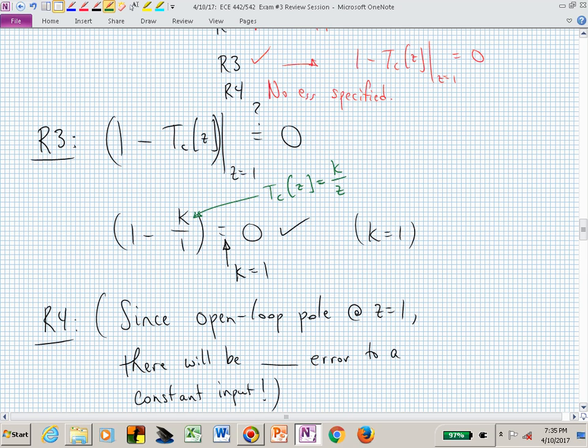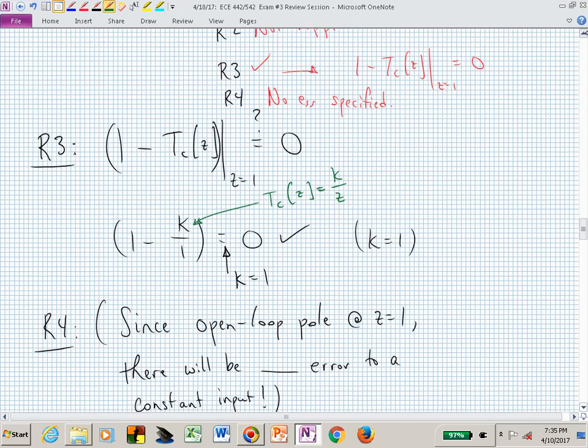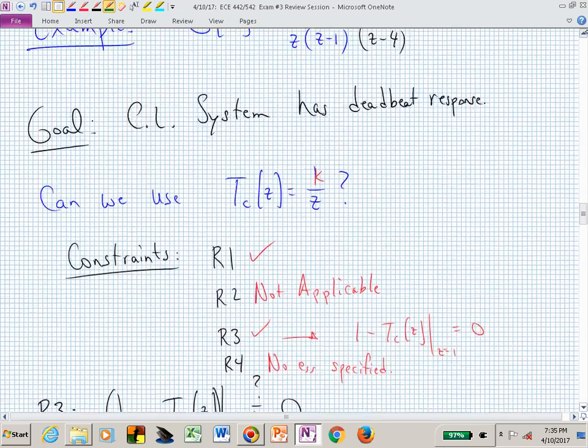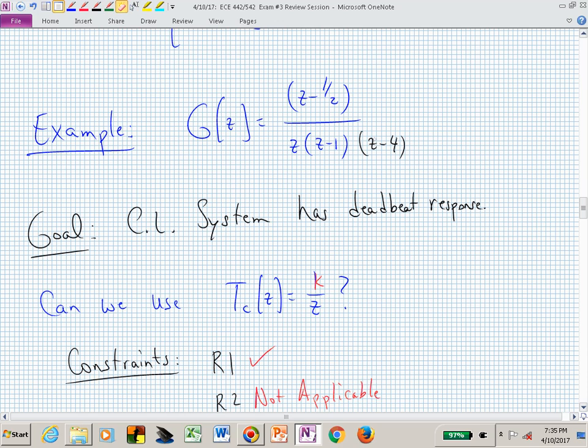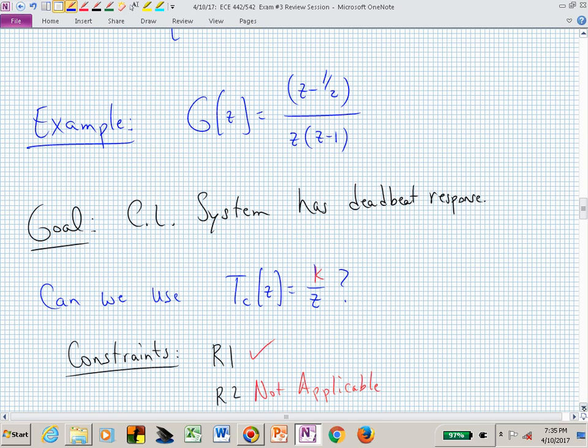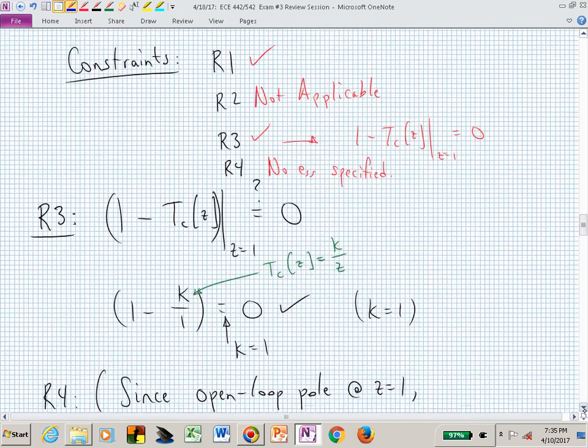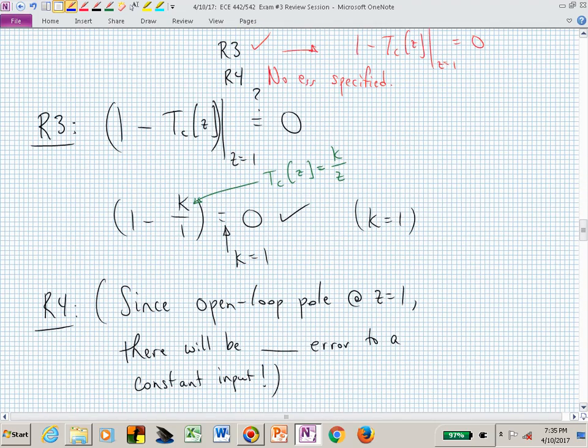But now you can actually answer this additional question relative to steady state accuracy. For this particular plant, we actually had an open loop pole at z equal to 1. Our G of z was this. What does that open loop pole at z equal to 1 do for us in terms of steady state accuracy, or error due to a constant input?